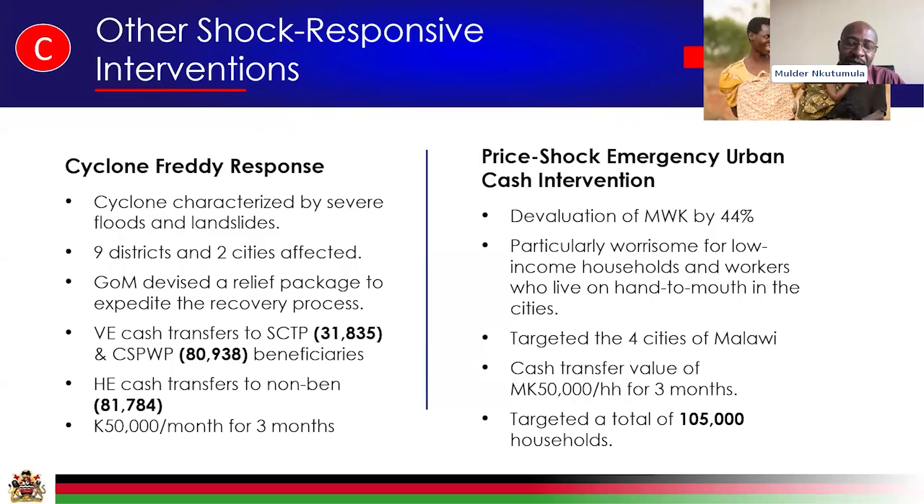You can bear in mind that we are coming from COVID. Then some of the cities in the southern region were hit by floods. And now we had this economic shock. So we also catered for the households. We targeted 105,000 households. We use the social cash transfers for 3 months, but most of the times we prefer doing a once-off because of administration costs.